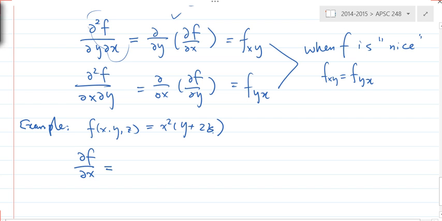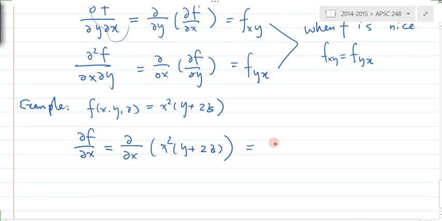First, look at which variable you're taking the partial derivative with respect to. It's x. So you treat y and 2z as if they are constant. Basically you're taking the partial derivative like this: x squared times the bracket y plus 2z. So what do you get? 2x times y plus 2z.